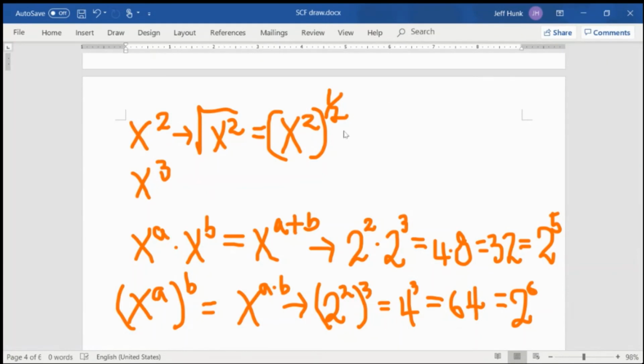But then, think about it. By this rule, this becomes what? x raised to 2 times 1 over 2. 2 times 1 over 2 is 2 over 2, which is just 1. Which is x raised to 1, which is x.